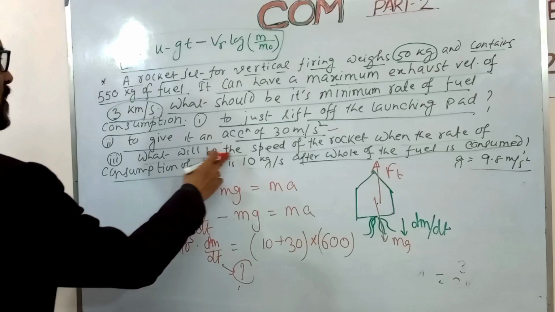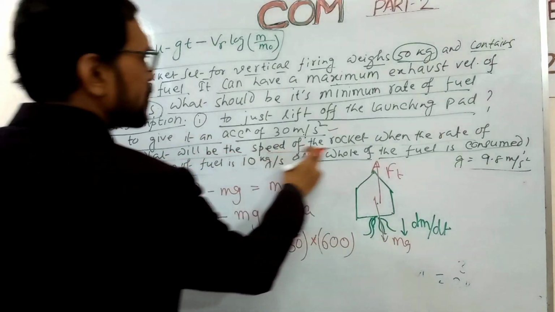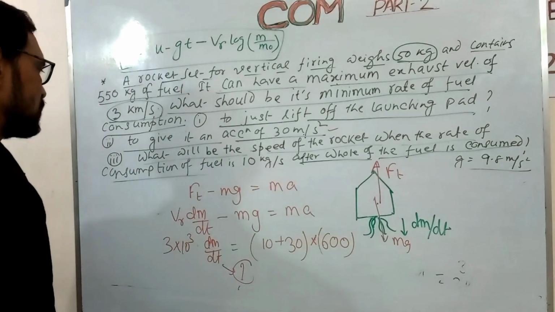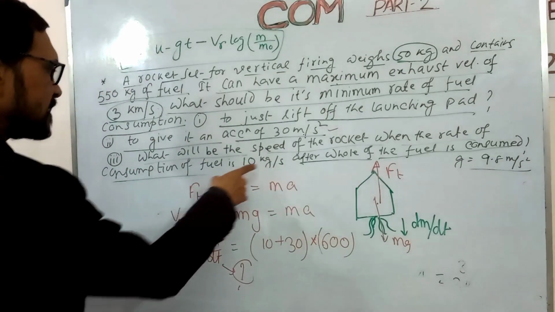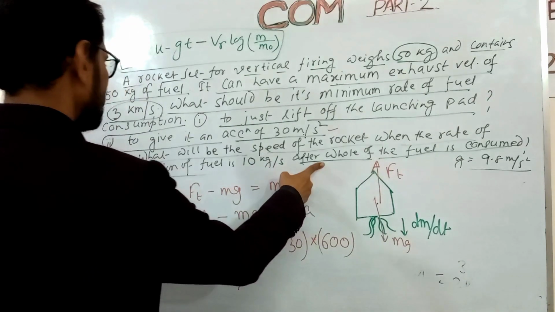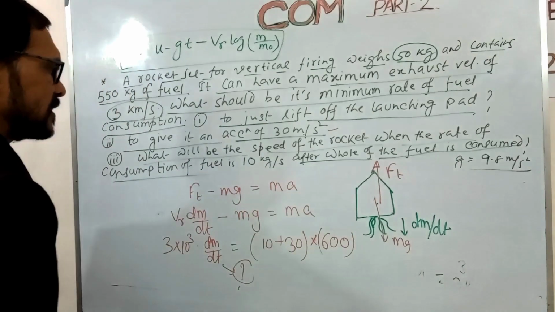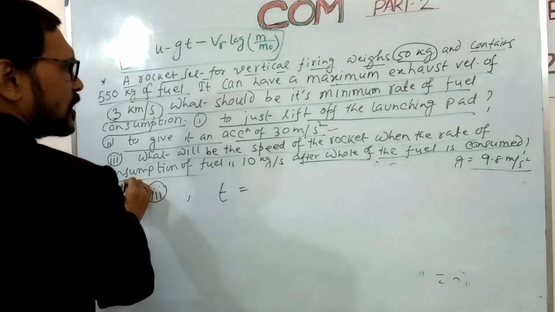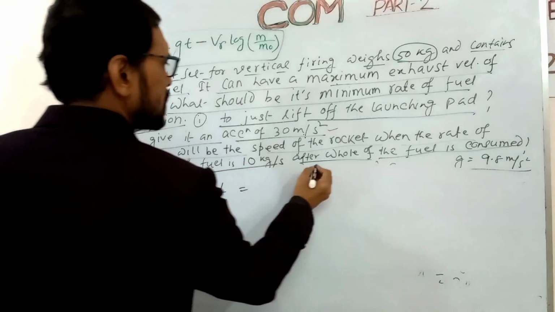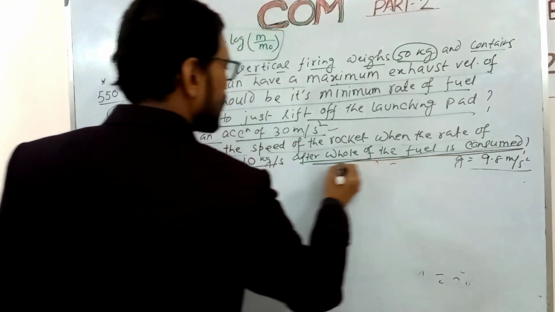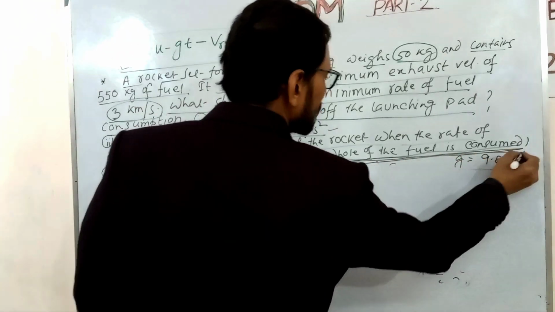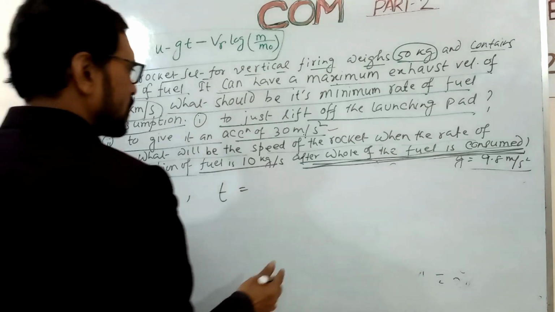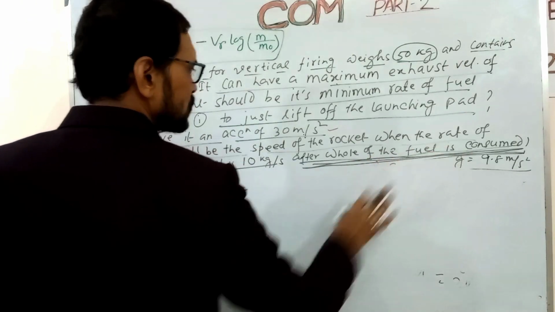Now what is the third question? What will be the speed of the rocket when the rate of consumption of fuel is 10 kg per second? Here dm/dt is given and we want the velocity of the rocket, so we have to use this formula. After the whole fuel is consumed, what is the time after which the whole fuel will be consumed?